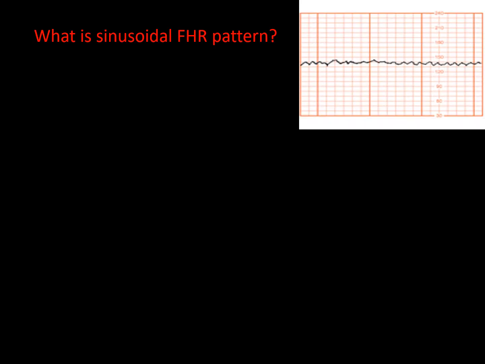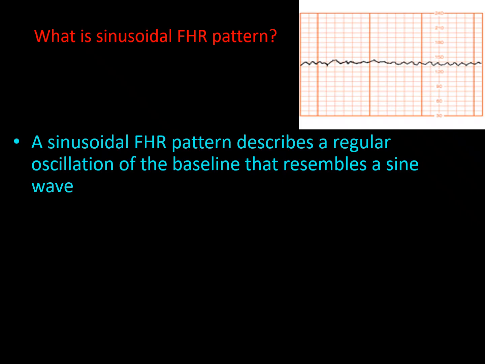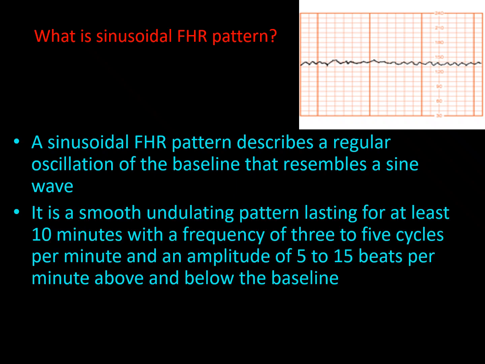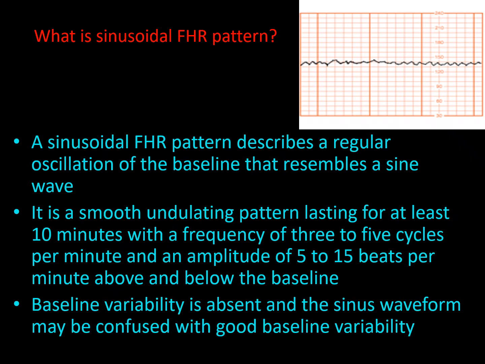What is a sinusoidal fetal heart rate pattern? A sinusoidal fetal heart rate pattern is described as a regular oscillation of the baseline that resembles a sine wave. It is a smooth, undulating pattern lasting for at least 10 minutes with a frequency of 3 to 5 cycles per minute, an amplitude of 5 to 15 beats per minute above and below the baseline. Baseline variability is absent, and the sine waveform may be confused with a good baseline variability.